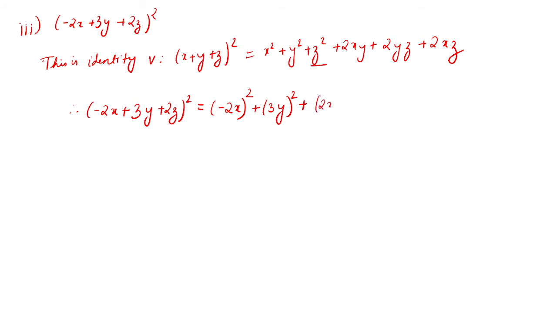So 2z the whole thing square plus 2 into, what is x in the case of this? Minus 2x. So be careful with that. Okay, minus 2x into, what is y? 3y. Clear? Plus 2 into, what is the value of y? 3y, right? And the value of z, 2z. Plus 2 into x value is minus 2x and z value is 2z.